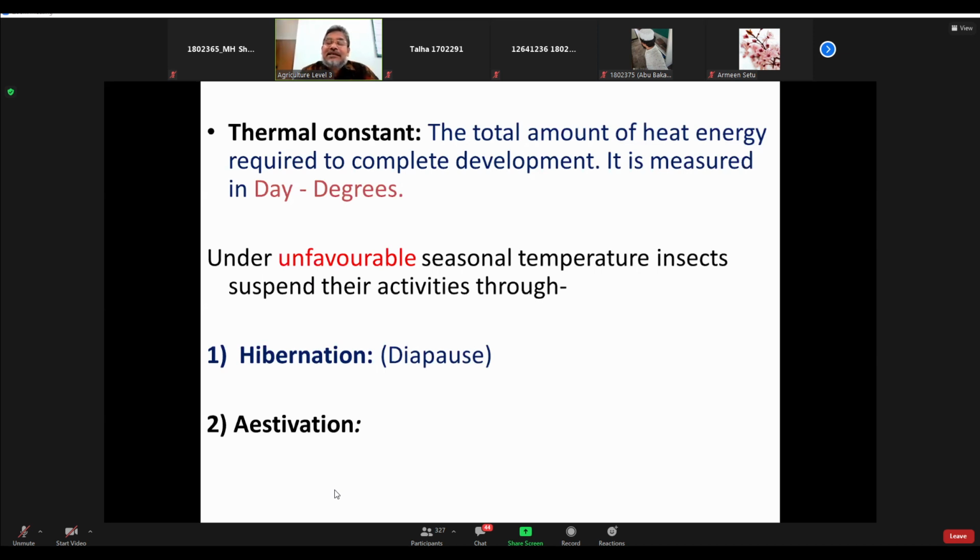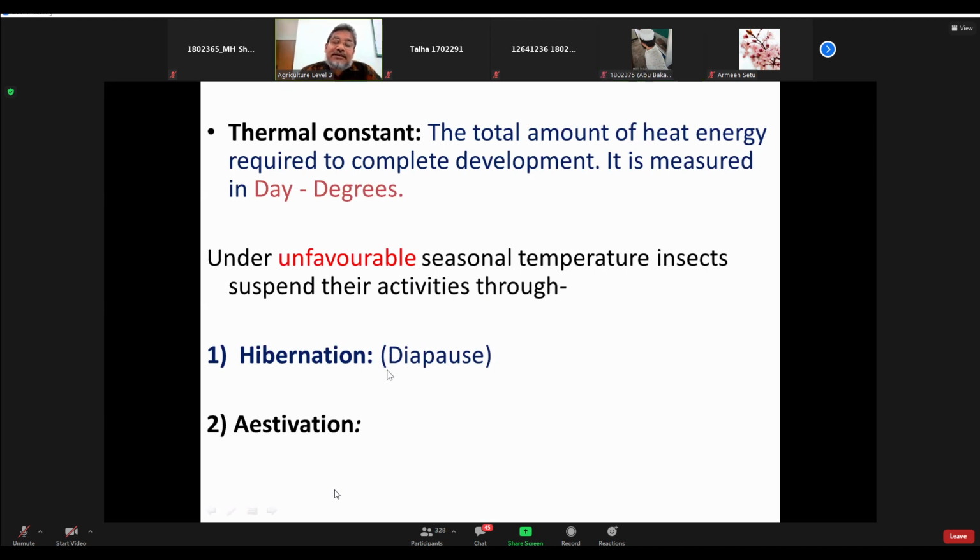You know, there are many, many species of insects. So as the thermal constant varies, the hibernation or the estivation will also vary depending on the species. Some insect species will like the colder temperatures, so they will go to hibernation when the temperature is too low. Let us go into the case of estivation, which we can also call diapause, where they are suspending their activities.